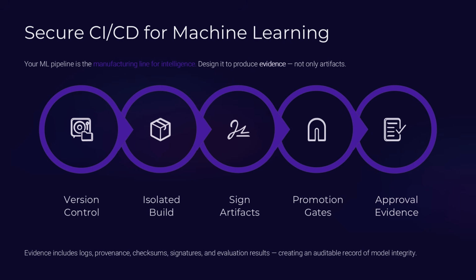From an architectural perspective, you should design the pipeline to produce evidence, not only an artifact. Evidence includes logs, provenance, checksums, signatures, and evaluation results. When pipeline security is strong, you can prove model integrity through auditable records.